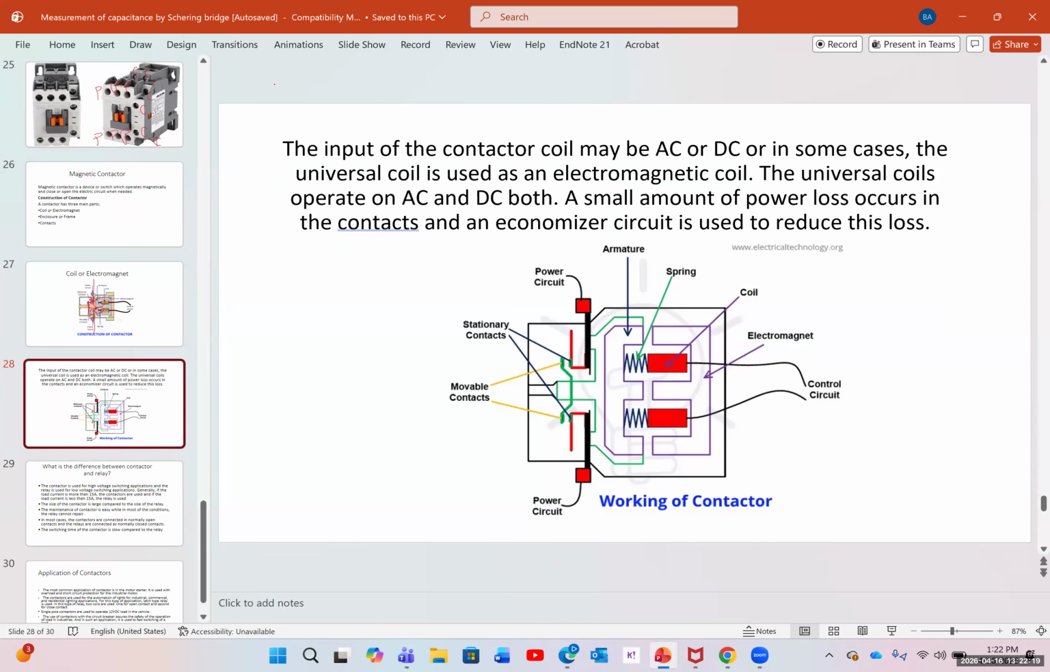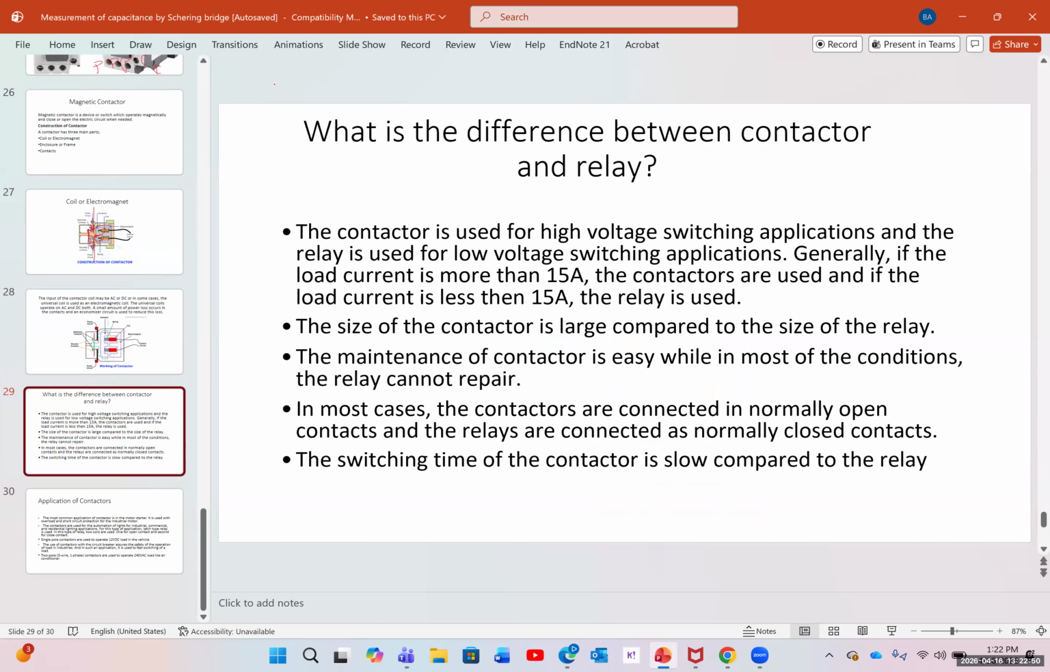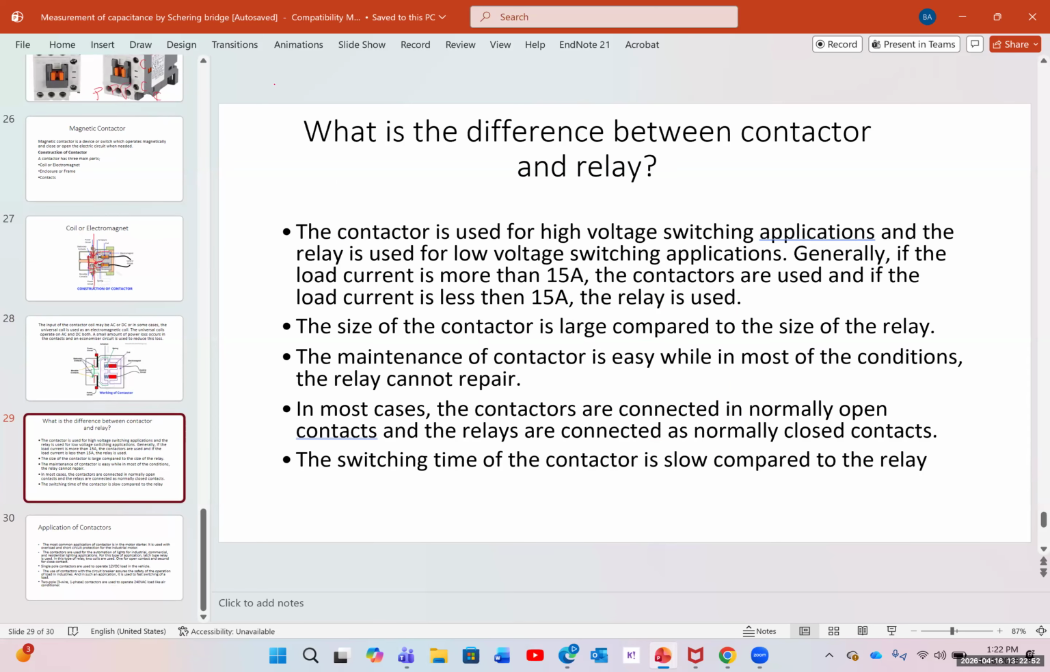The contactor could be used in both AC and DC. So the contactor coil may be AC or DC, or in some cases, a universal coil is used as the electromagnetic coil. The universal coils operate on both AC and DC. A small amount of power loss occurs in contacts, and an economizer circuit is used to reduce this loss. Usually, because of the internal resistance, we have a small resistance in it. As mentioned, now the differences between a contactor and a relay.